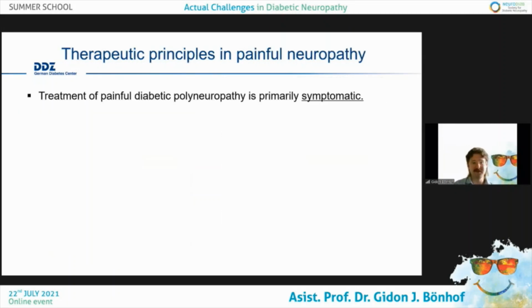Okay, so let's sum up that the treatment of painful diabetic neuropathy is primarily symptomatic. So you can tell patients about causal treatment and pathogenetically oriented treatment, but in reality, the most important treatment strategy is still primarily symptomatic, unfortunately.